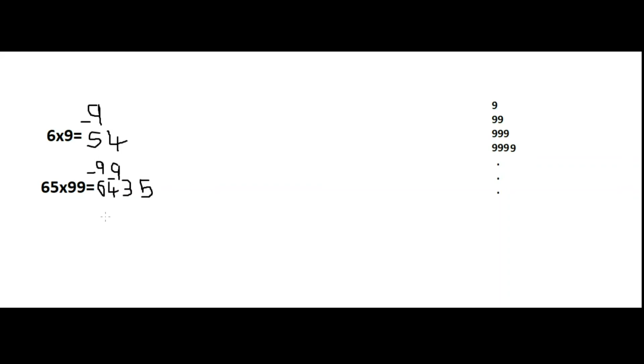Yes. Now we'll go with another example of 3 digits number. That is 432 into 999. First, 432 should be subtracted by 1. That is 431. That is the first part of our answer.